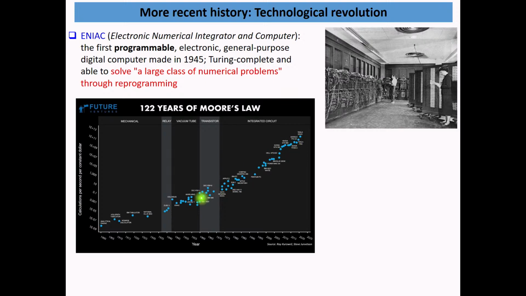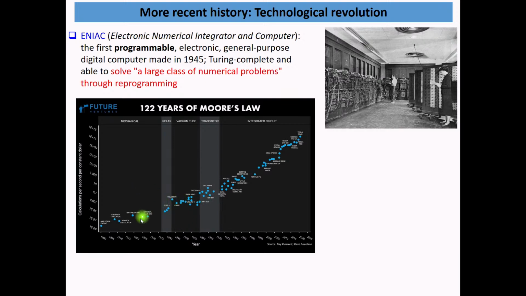This is just an observation that says, more or less, that every 18 months the available computational power doubles. Okay, and now here is actually a very interesting plot. Unfortunately, the background is black. You see here the calculations per second, but also per constant dollar. This means it's for a constant price. And you can see ENIAC somewhere here.